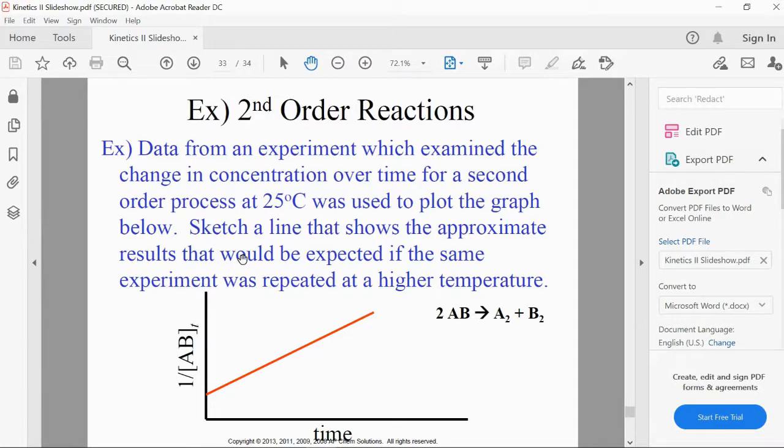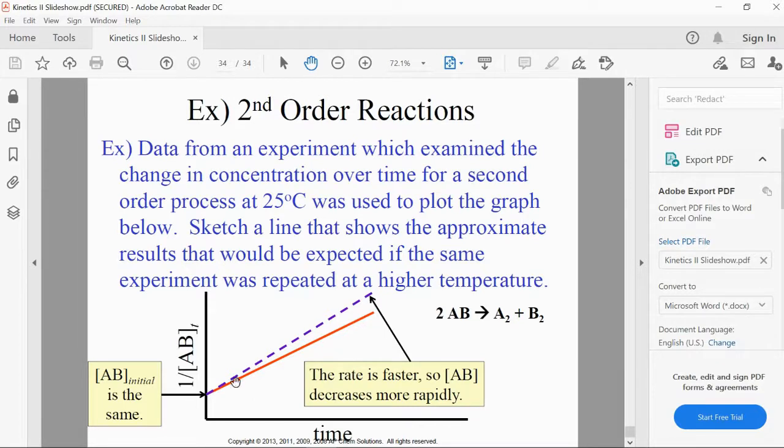And we want to know what would we expect if we repeated the same experiment at a higher temperature. So this is a little different than the last question we asked. So if we increase the temperature, that's increasing the kinetic energy, which is increasing the rate at which this reaction happens. Things will go faster at a higher temperature. So how would that translate on this graph? Well, first off, the initial concentration should remain the same. But does that mean we have a graph with a steeper slope or a lower slope?